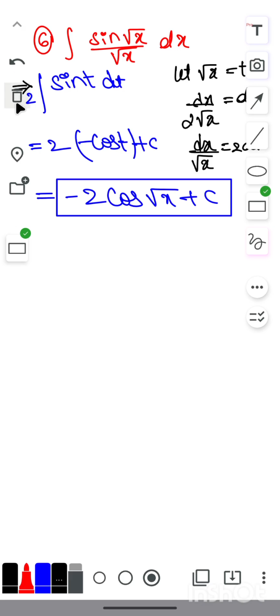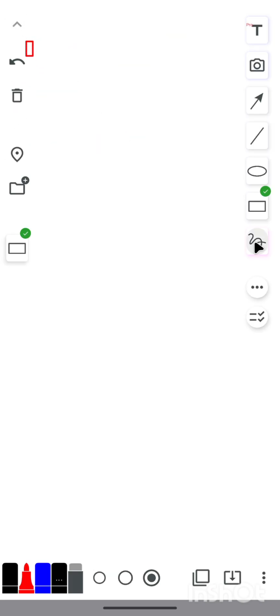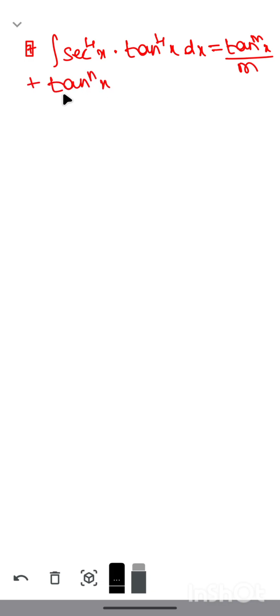Now we are moving to the 7th question. Here you can observe the 7th question is, question number 7. Integration of secant to the power 4x into tan power 4x into dx is equal to tan power mx whole divided by m plus tan power nx whole divided by n plus c.